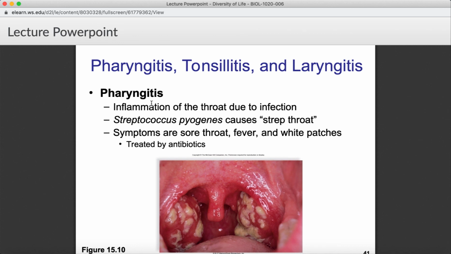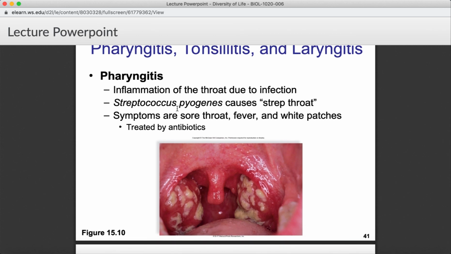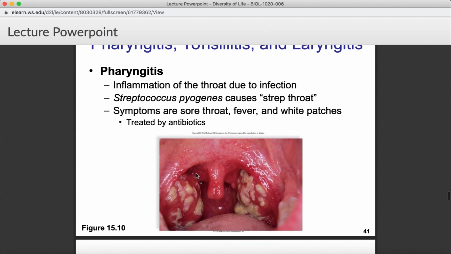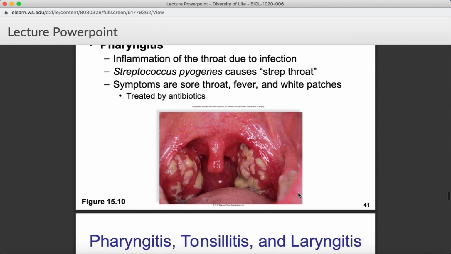Pharyngitis is inflammation of the throat due to infections. Strep pyogenes, Streptococcus pyogenes, causes strep throat. Strep pyogenes causes a lot of bad things, including necrotizing fasciitis and rheumatic fever. So if you only get strep throat from it, it's not that bad. Once you've got an infection like this, though, because it's a bacterial infection, you can treat it with antibiotics.